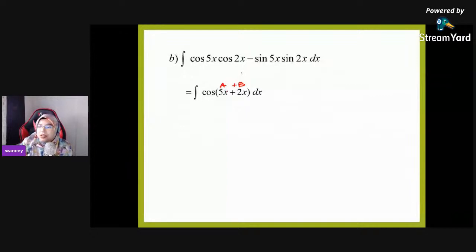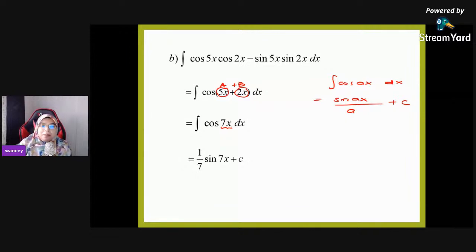So it will become cos of 7x. And then integrating cos of 7x. So do you remember the formula? Integrating a cos of ax dx, integrate cos, it will become sine of ax over the coefficient of x, which is a, plus c. So integrate a cos, it will become a sine. So sine of 7x over 7 plus c. So 1 over 7 sine 7x plus c, or if you want to write sine 7x over 7 plus c, that is also fine. It's the same thing.